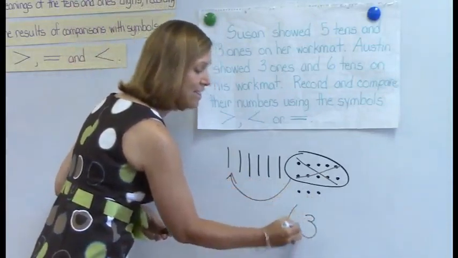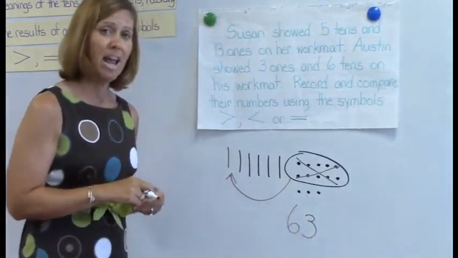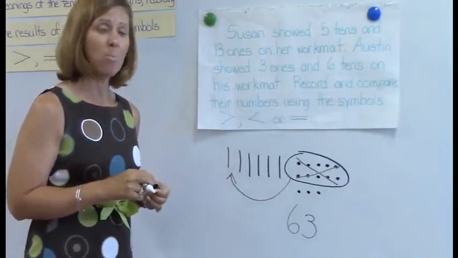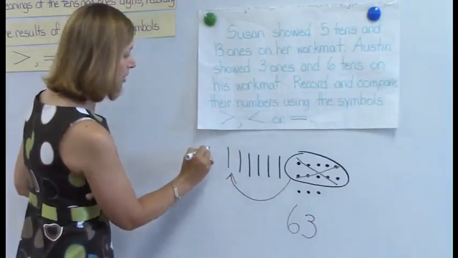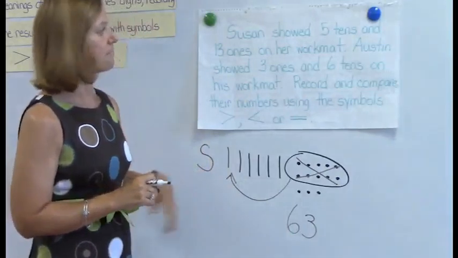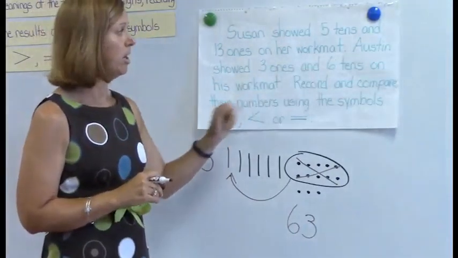Notice that I did not change Susan's number. I simply rearranged the groupings so that I could count more efficiently. And I'm going to label this with an S. So Susan has 6 tens and 3 ones. Let's go back to our problem.